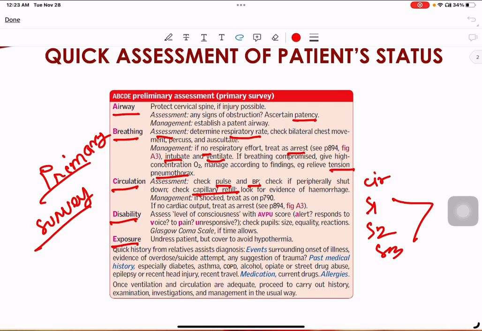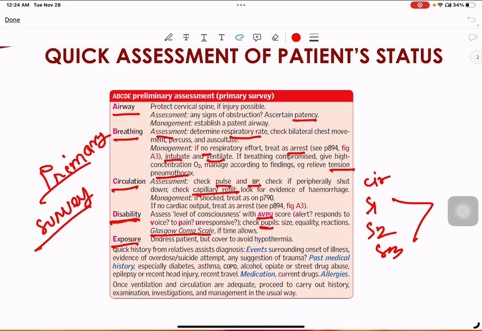Then we have to look for disability. For disability, we have to check the GCS. If there is not enough time, we can look for AVPU, that is alert, responds to voice, responds to painful stimuli, or unresponsive. We also have to check the pupil: the size of the pupil, reaction of the pupil to light, and the equality of the pupils, from which we can detect the disability of the patient.